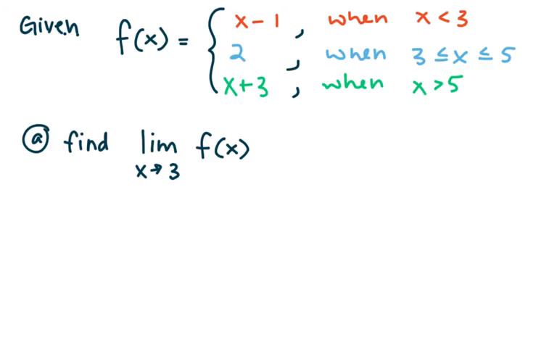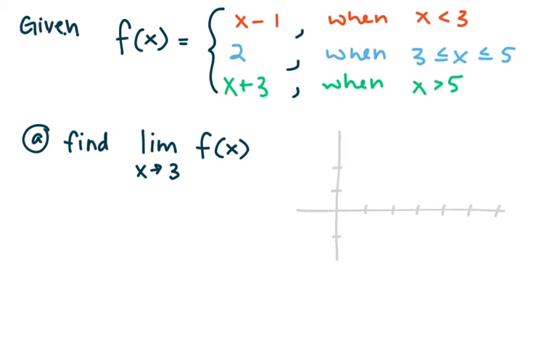In this last example, we are dealing with a piecewise defined function, which has 3 pieces. So f of x is equal to the first piece, x minus 1, on the interval when x is less than 3. f of x is equal to the second piece, 2, a constant function, between x equals 3 and x equals 5. And then f of x is equal to the line x plus 3 for all values of x which are greater than 5.